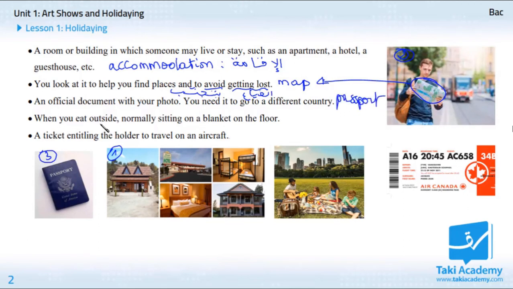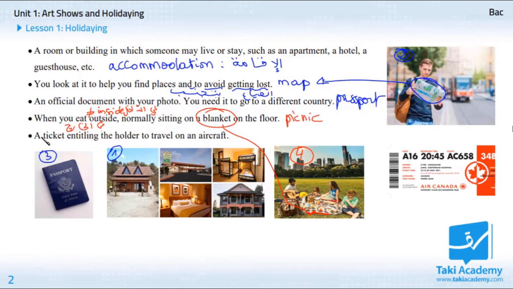All right. When you eat outside, and the word outside is the antonym of inside. في الداخل, and this is في الخارج. Normally sitting on a blanket. So here, this is a blanket. Okay? This is a blanket on the floor. Okay. So what do we call this? This is called picnic. Okay.